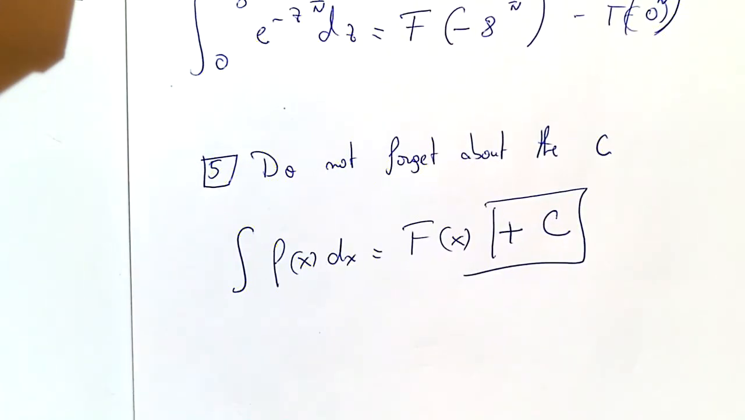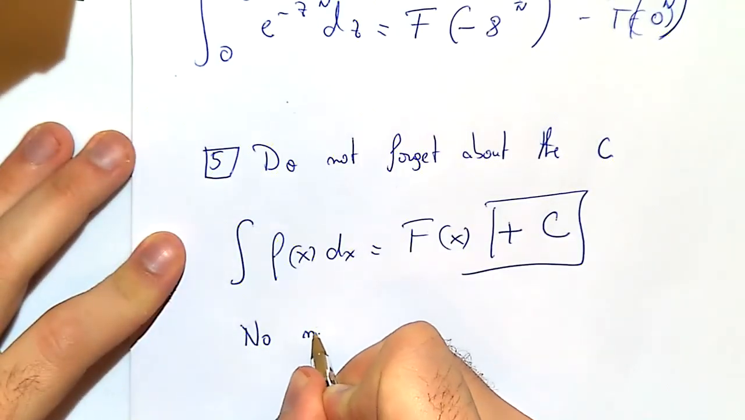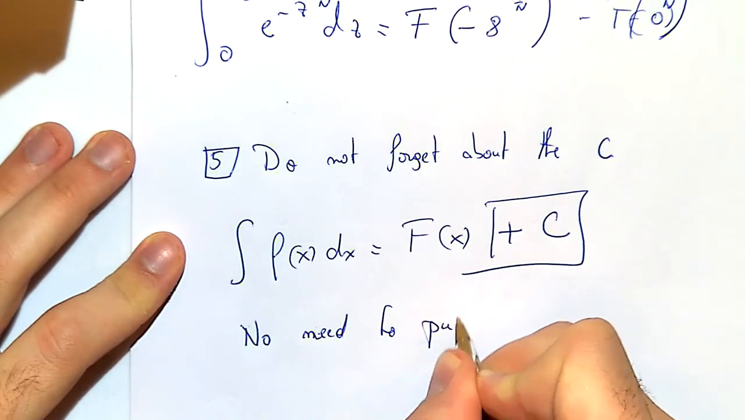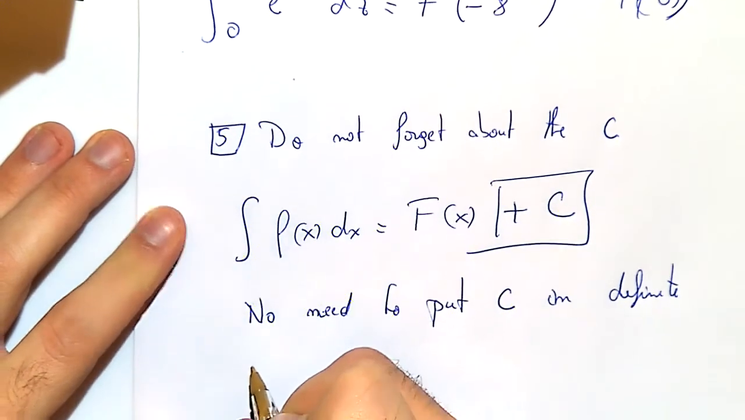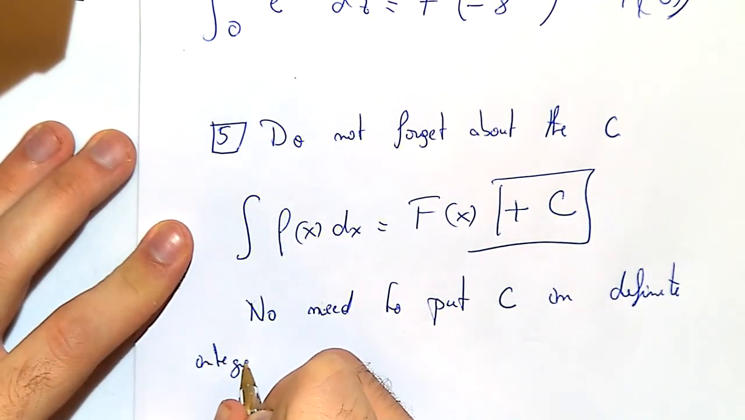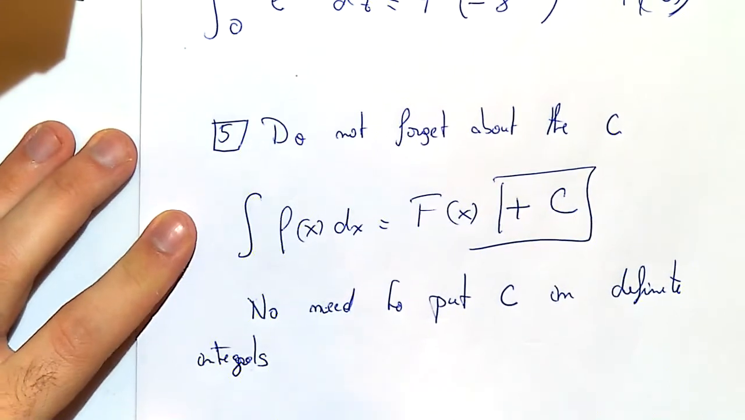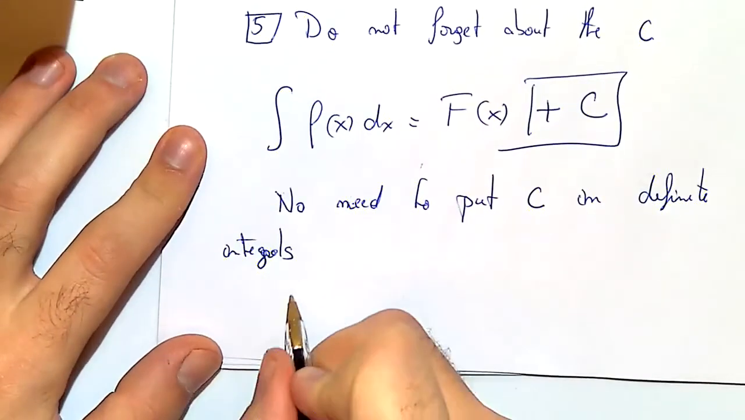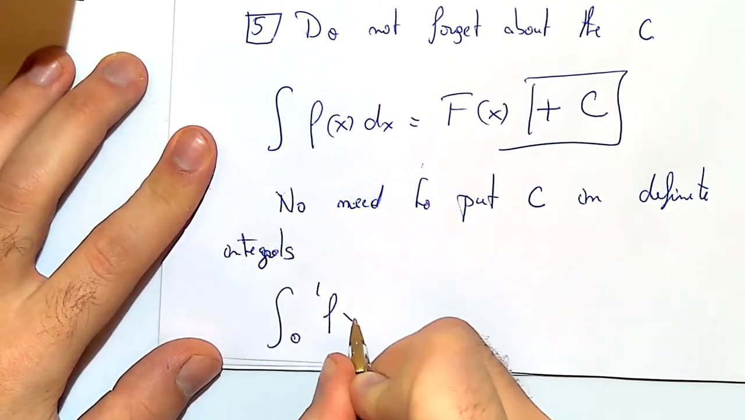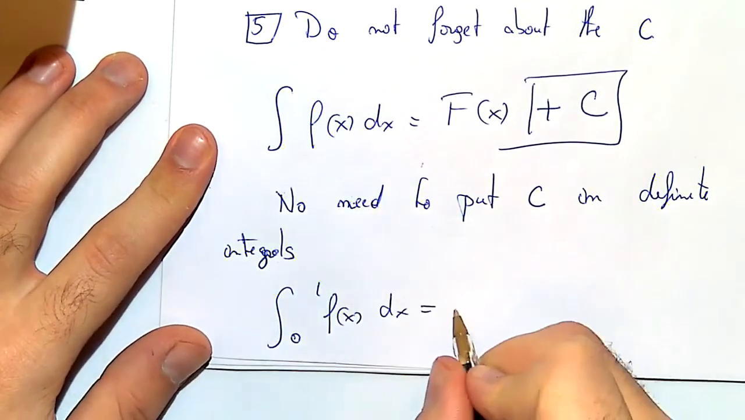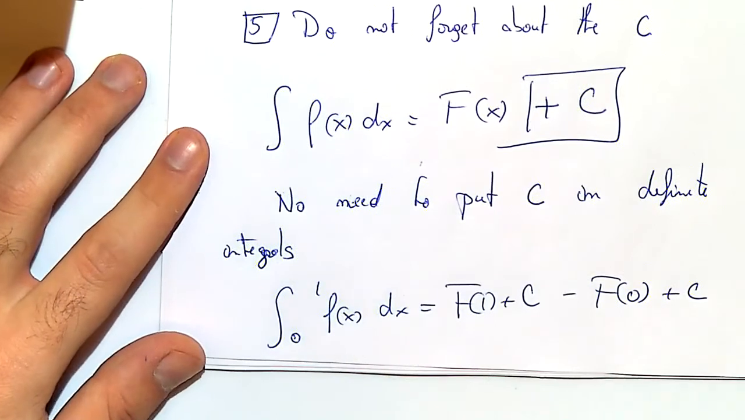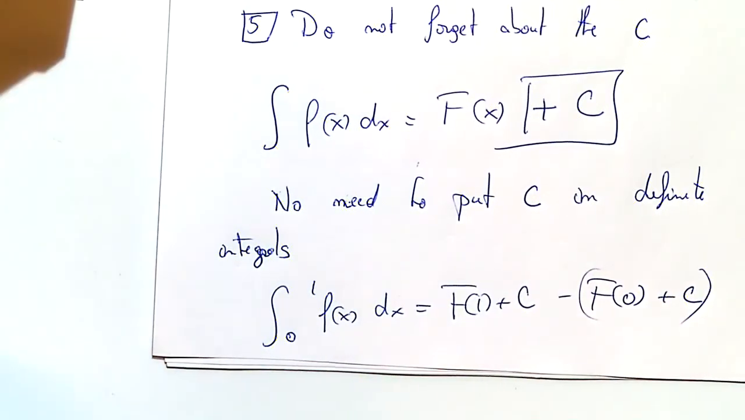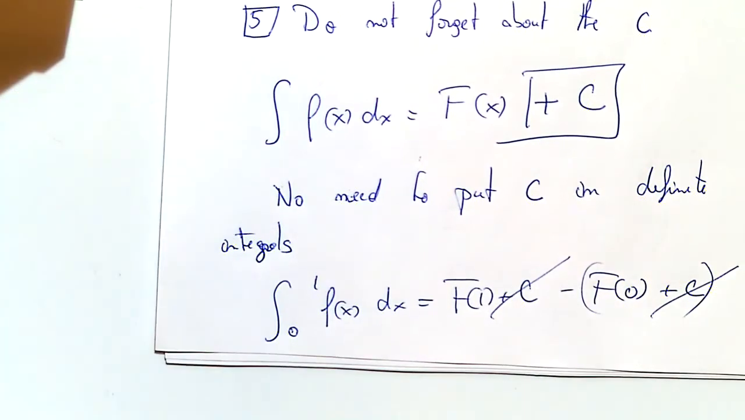Also, same parentheses, no need to put c in definite integrals. What do I mean by this? If you have this, and I'm asking you to compute from 0 to 1 f of x dx, you don't need to write F of 1 plus constant minus F of 0 plus constant. You don't need to write this. You can just write F of 1 minus F of 0.